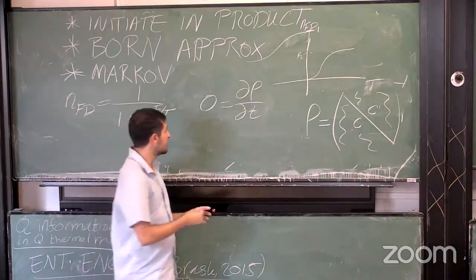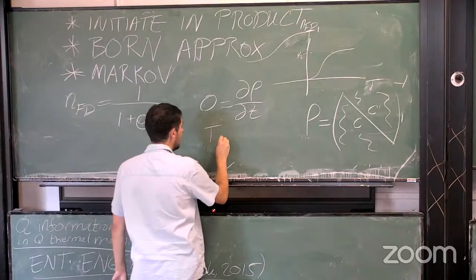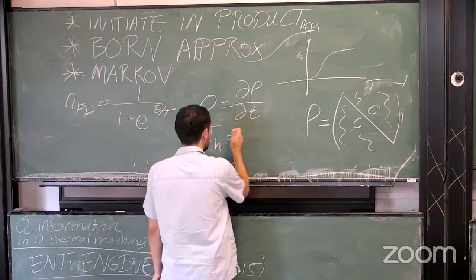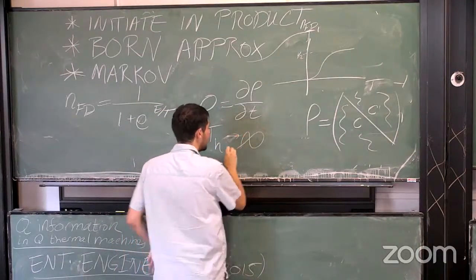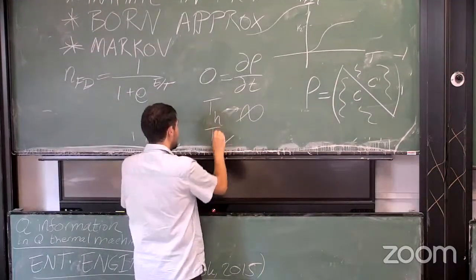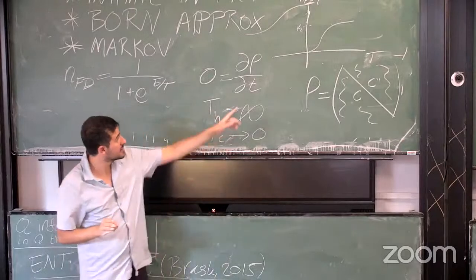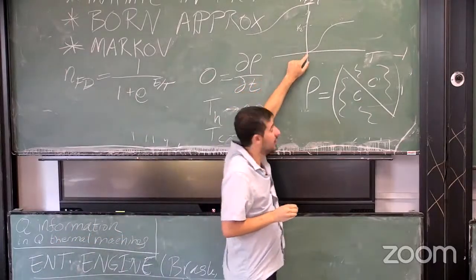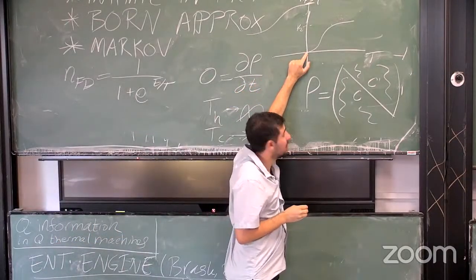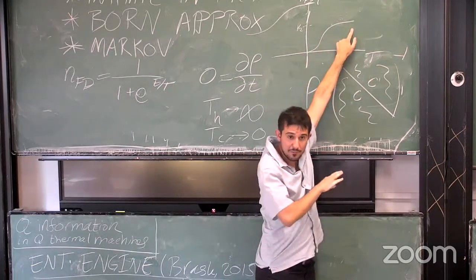So the reasonable place to look for this effect is when the hot system is extremely hot and the cold system is extremely cold. This intuition works very well for fermions because of this picture. When you have a fully cold state, everything is in the ground state, and when you're very hot, you have a uniform population.